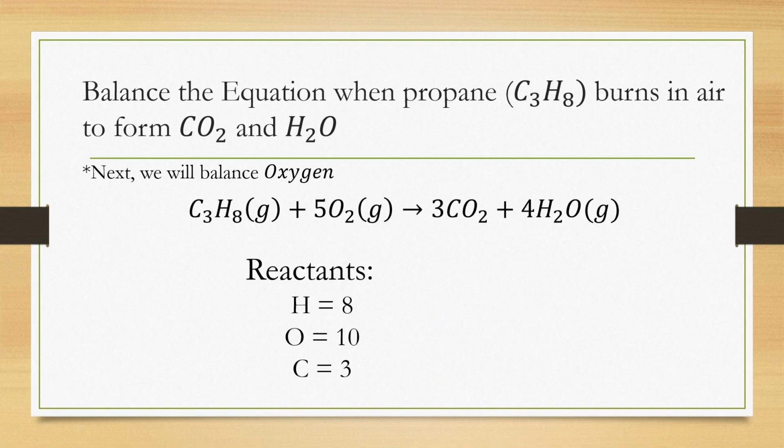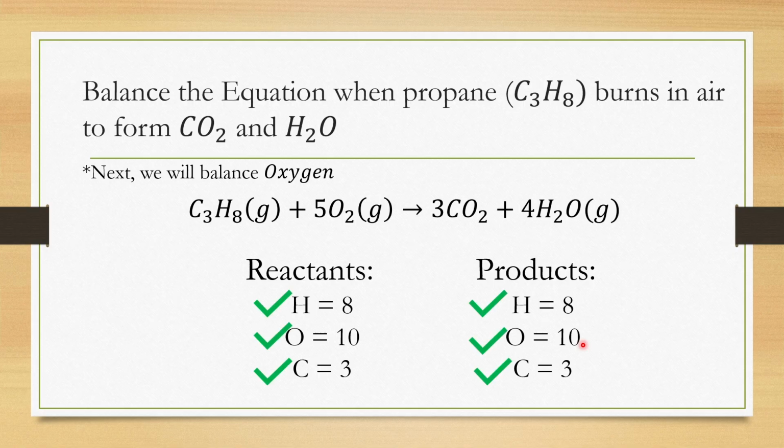As you can see, when we put a 5 in front of the O2, we now have 10 oxygen atoms and 10 oxygen atoms on the product side. And now we have a perfectly balanced chemical equation. And this is our answer. This is the final solution.